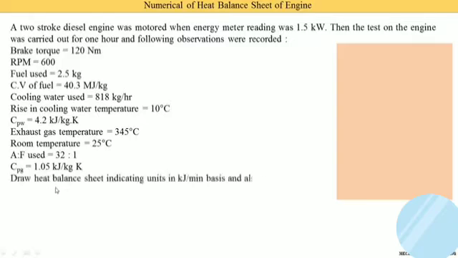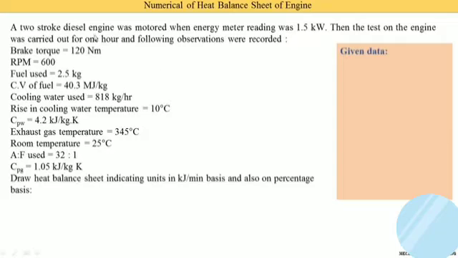Now draw the heat balance sheet, indicate unit in kilojoule per minute, okay, means whatever heat we find out, we need to convert it in kilojoule per minute, and also on percentage basis, means when we see the table we need to show the percentage. So in the heat balance sheet we study the amount of percentage, means brake power is 25%, heat loss in cooling water 27, heat loss in exhaust. So we also need to find out the percentage.